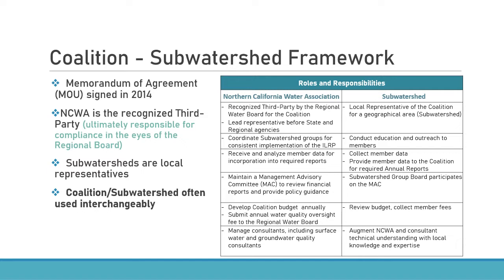What it comes down to, though, is that the subwatersheds and subwatershed staff are the local support for coalition members. They help you complete reporting, conduct outreach and education, and have invaluable local knowledge. However, NACWA is the one who coordinates all the subwatersheds. They manage consultants. All reporting data are sent to NACWA for analysis, and NACWA represents the coalition before state and local agencies. Importantly, the terms coalition and subwatershed are often used interchangeably. When something is due to the coalition, you submit it to the coalition through your subwatershed.